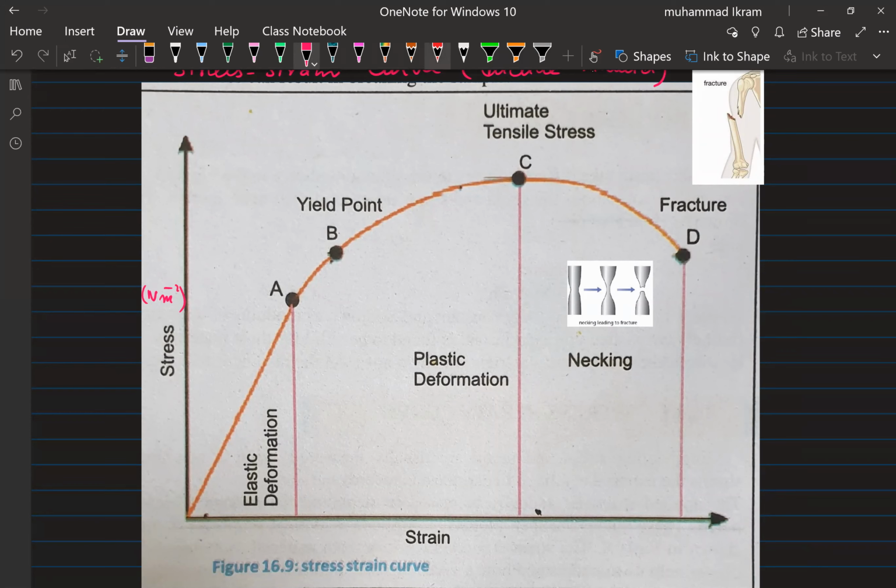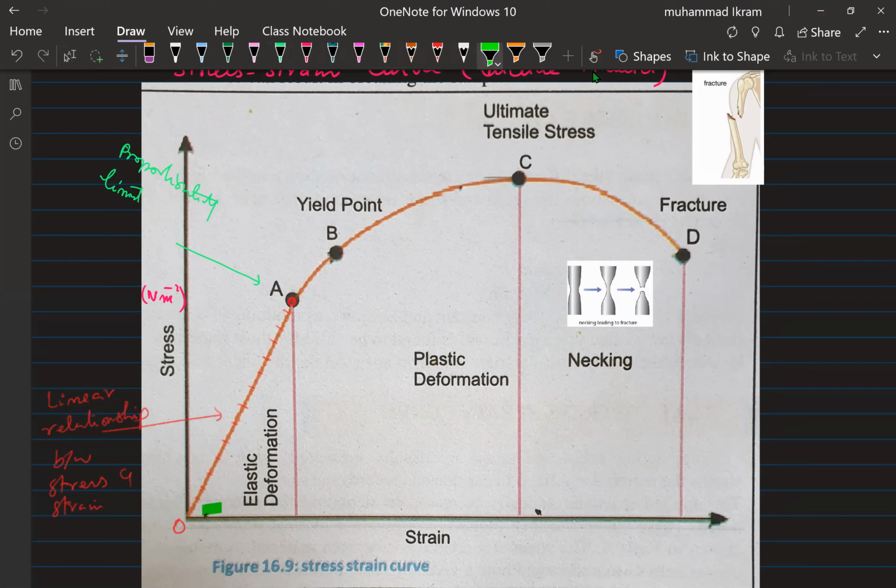From the point O to the point A, there is a linear relationship between the stress and strain. If you increase the stress, the strain increases, so for the same rise in stress, there is the same increase in strain. This happens till point A, which we call the proportionality limit. And this region we call the elastic region.